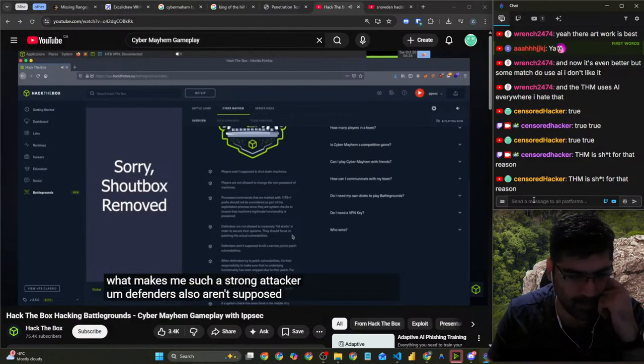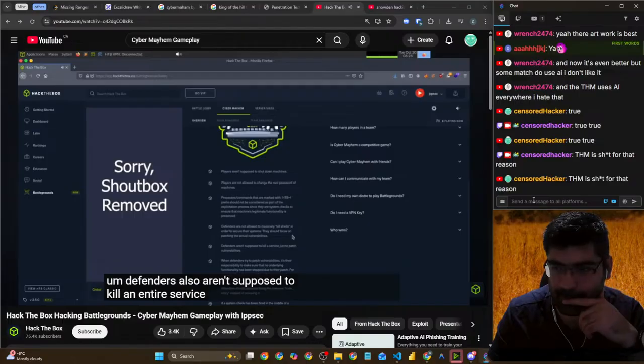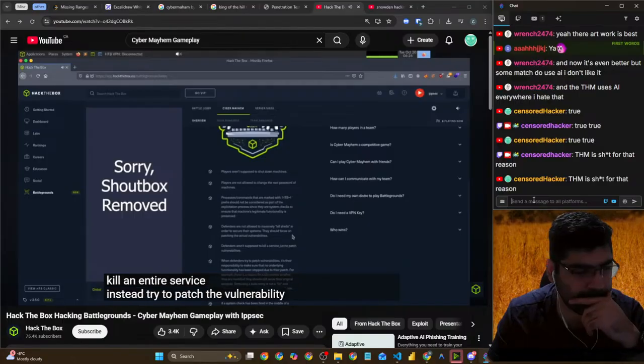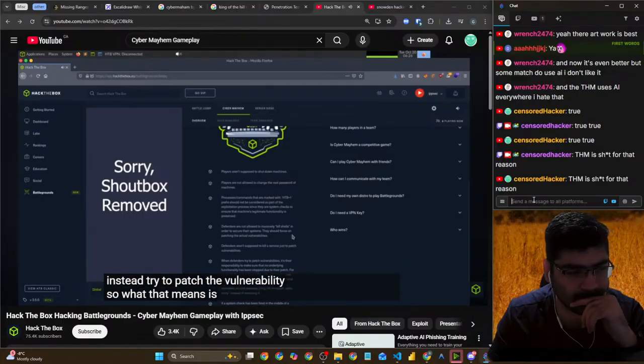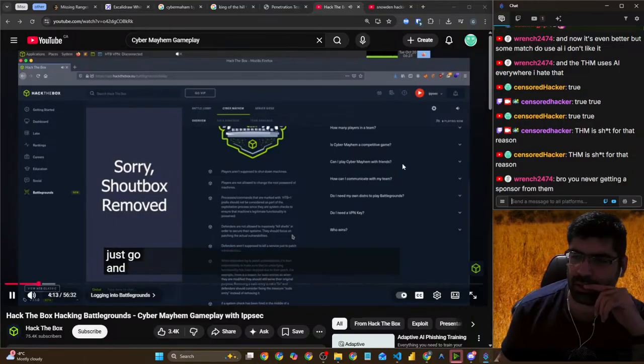Defenders also aren't supposed to kill an entire service. Instead, try to patch the vulnerability. So what that means is if you see a vulnerable website, don't just go and kill Apache.